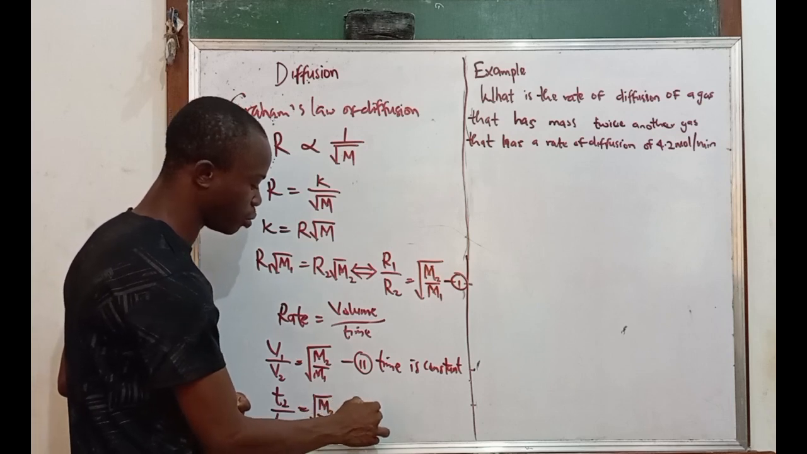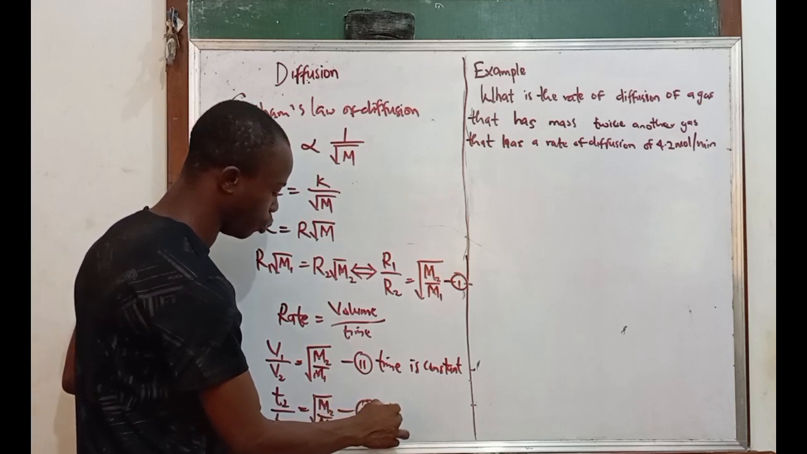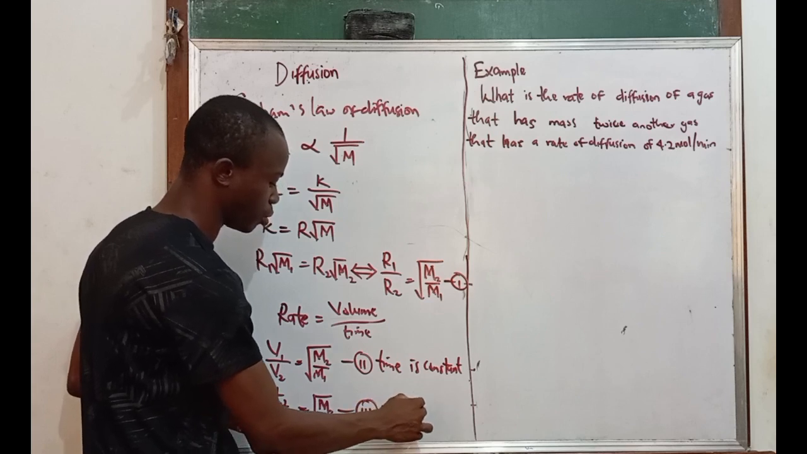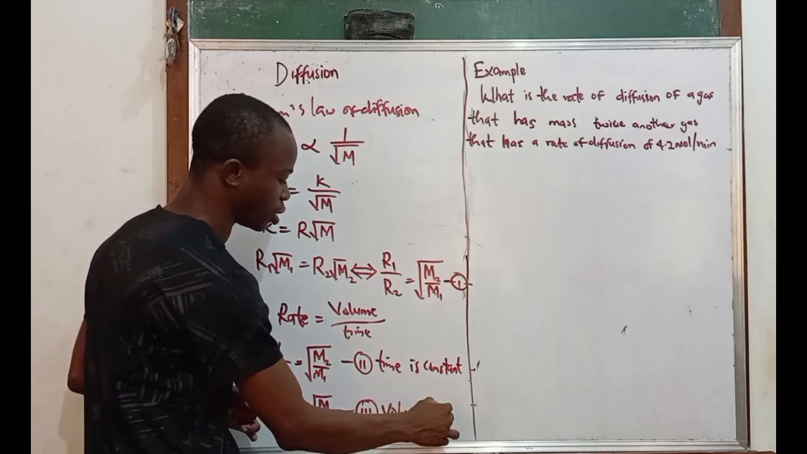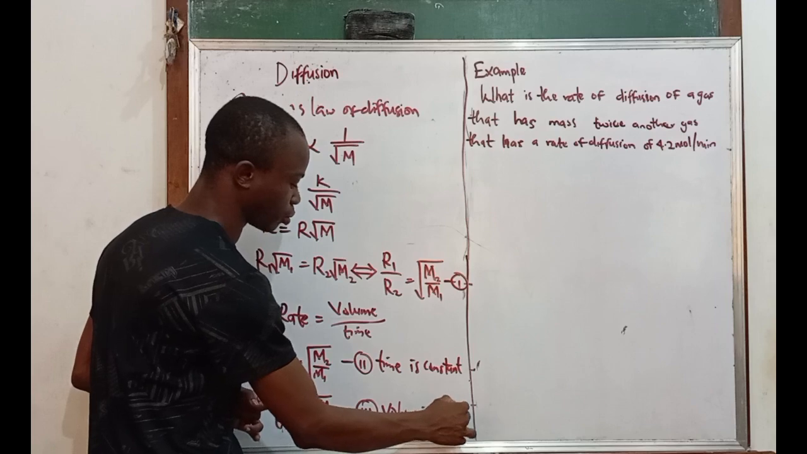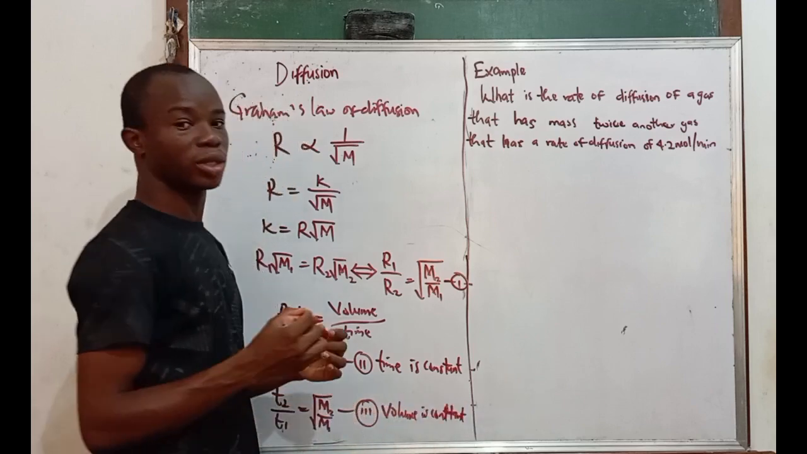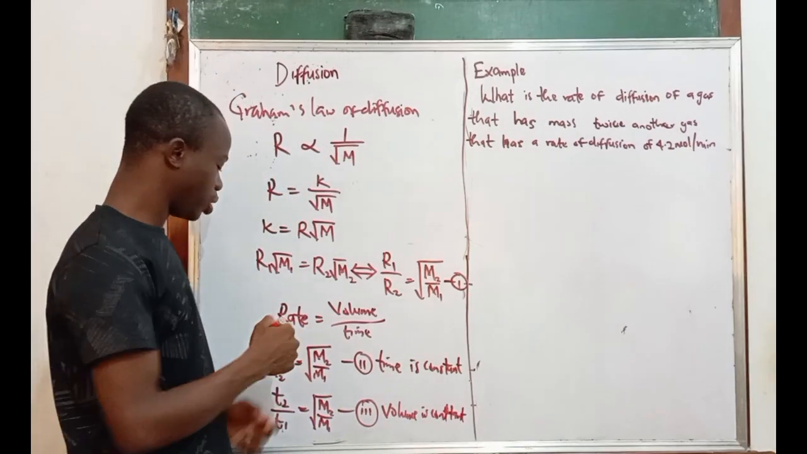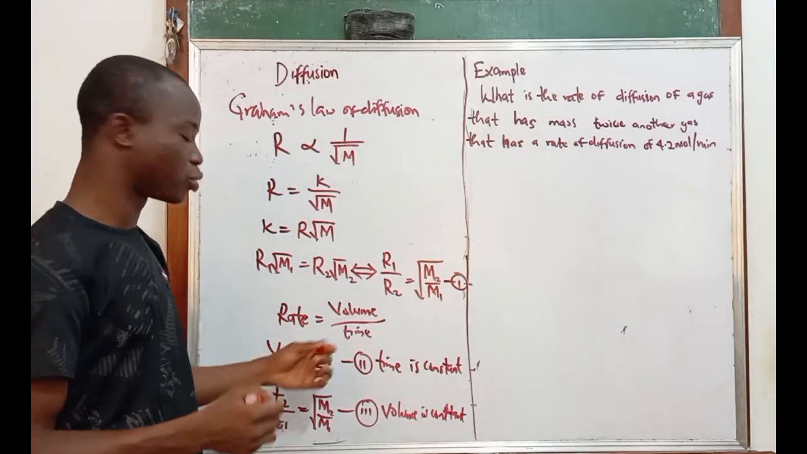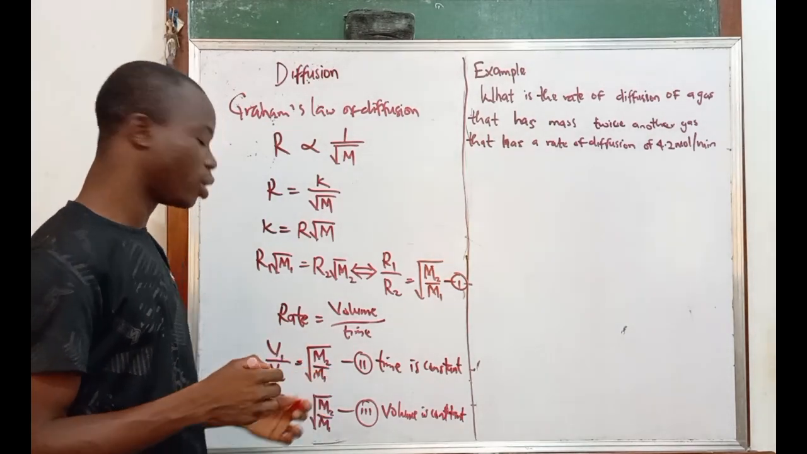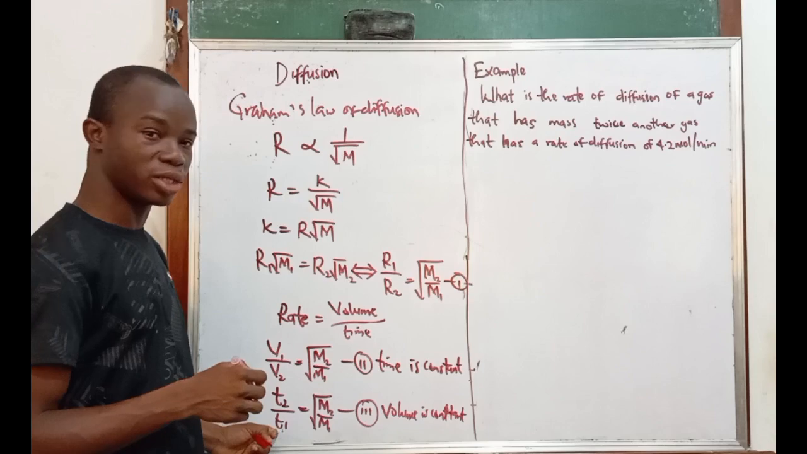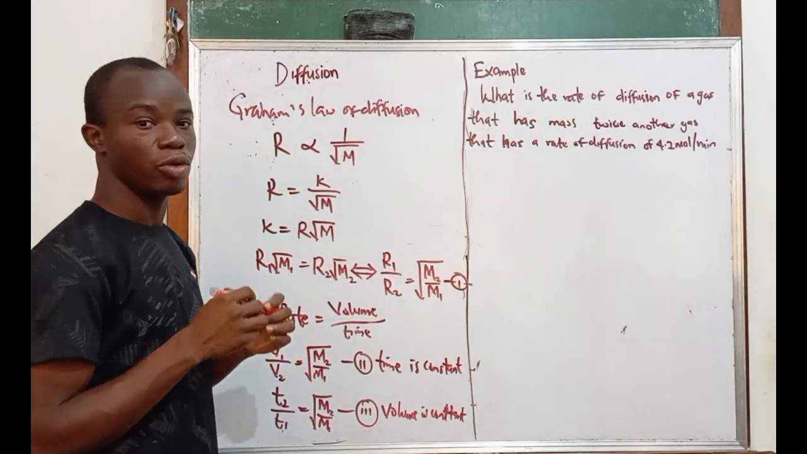And that's the third expression, which is when volume is constant. So take note of the difference between the two. This expression is V1 over V2 equals square root of M2 over M1, while this one is T2 over T1 equals square root of M2 over M1.